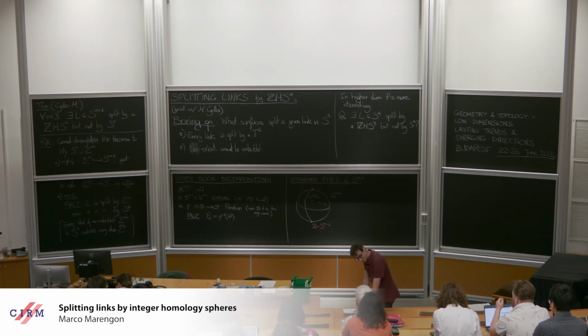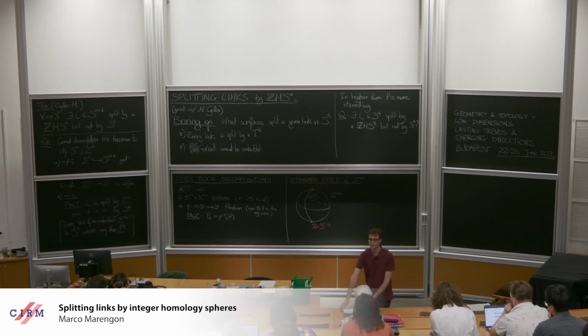But if you have an embedding of Sn in Sn plus 1 and you are at least in dimension 5, okay, I guess in dimension 4 you don't know what happens. That's the problem, right?